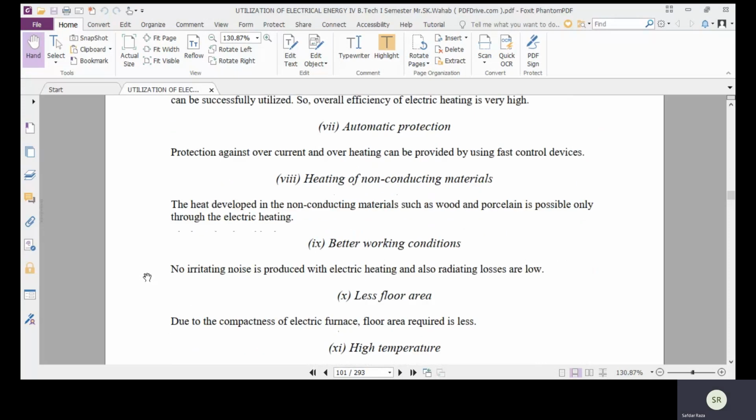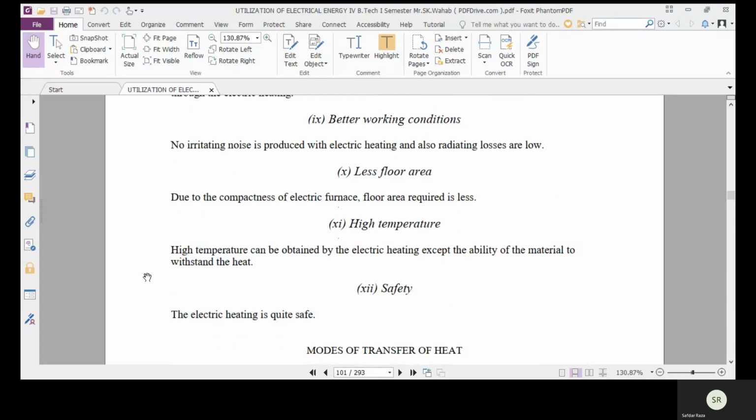The ninth, better working condition. No irritating noise is produced with electric heating, and also radiating losses are very low. The next one is less floor area. Due to compactness of the electric furnace, the floor area required is less. The next one is high temperature. High temperature can be obtained by electric heating, limited only by the ability of the material to withstand the heat. Okay, and the last one is safety. Electric heating is quite safe.